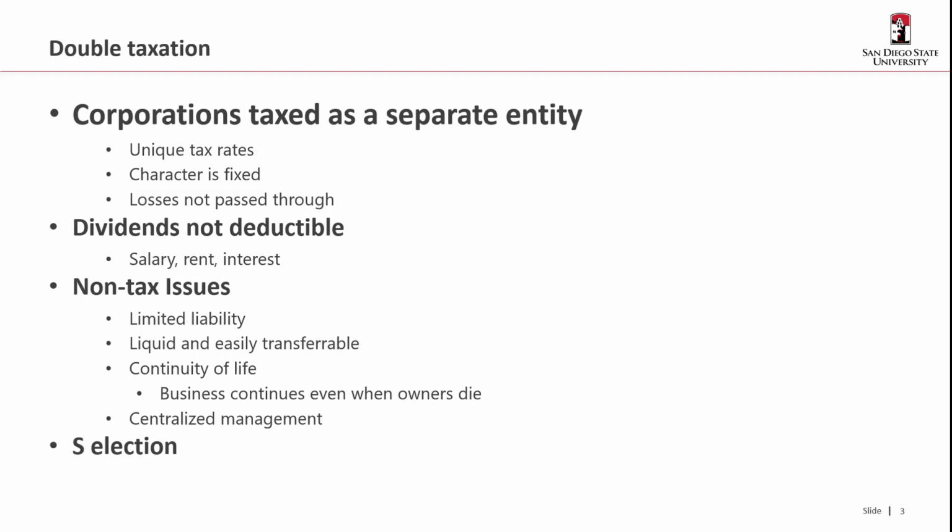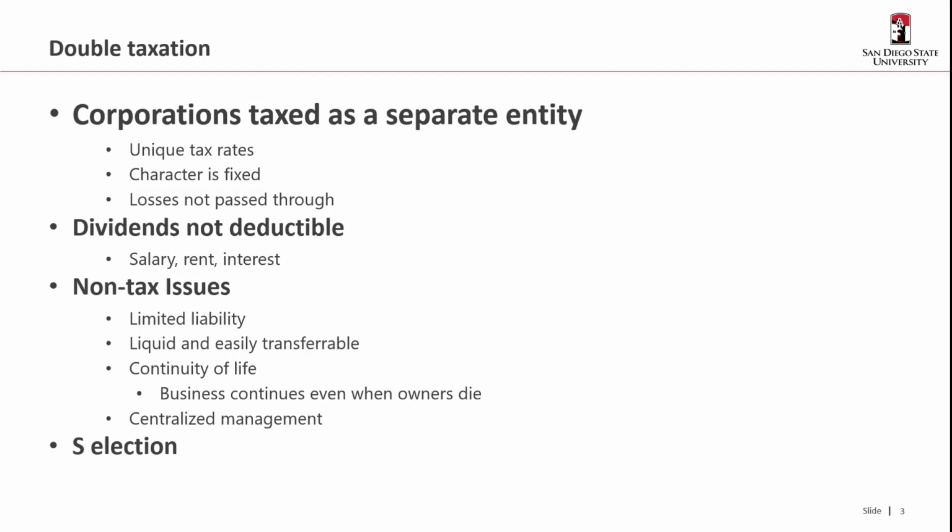And of course, there's a number of non-tax issues related to corporations. One of them is the importance of limited liability. The shares of a corporation are liquid and easily transferable. It enjoys continuity of life, which means that even when the owners die, it continues on. Unlike a partnership, which often has terms in the agreement that say maybe the partnership doesn't go on if one of the partners dies. And corporations enjoy centralized management, right?